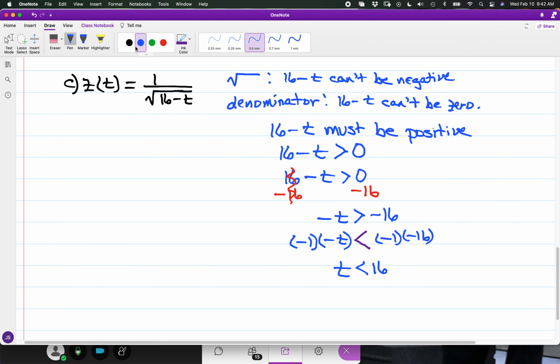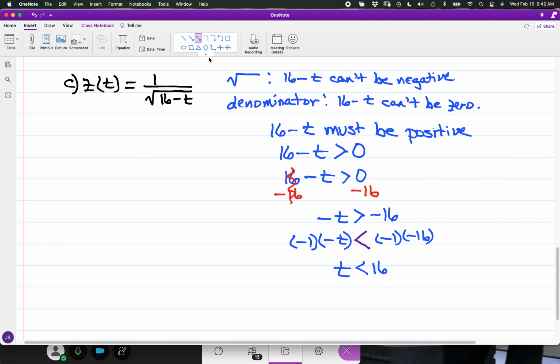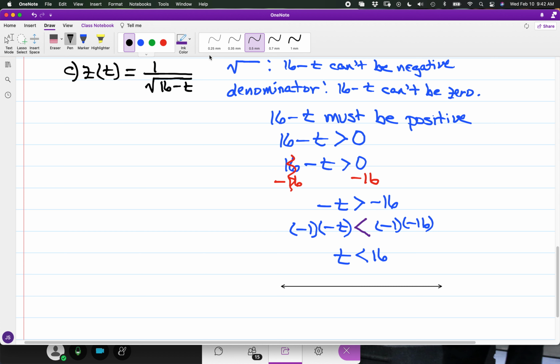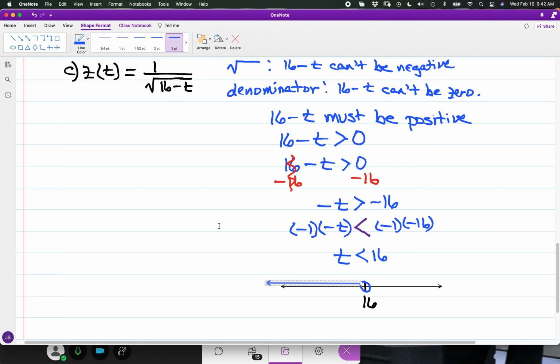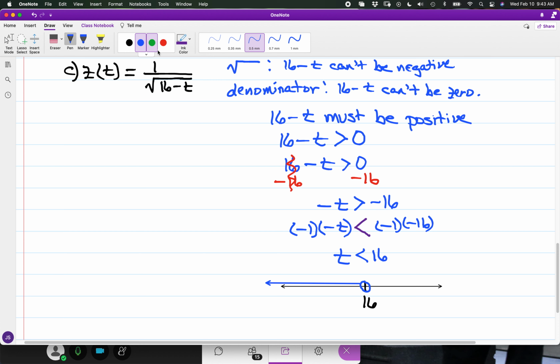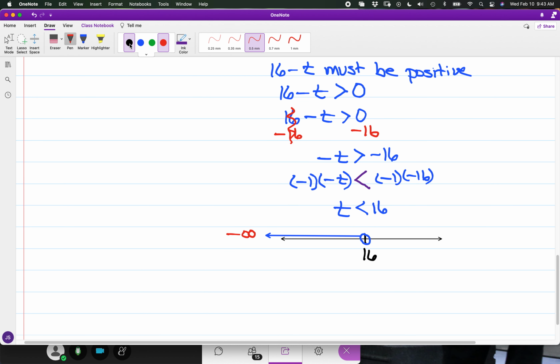So just looking at it from a visual standpoint, we have for t is less than 16. Yes, we're back to focusing on 16. Now 16 is not included, so we're going to have a hole to indicate that 16 is not in the mix. And then we have a ray representing t going to the left, going endlessly in the direction of negative infinity.